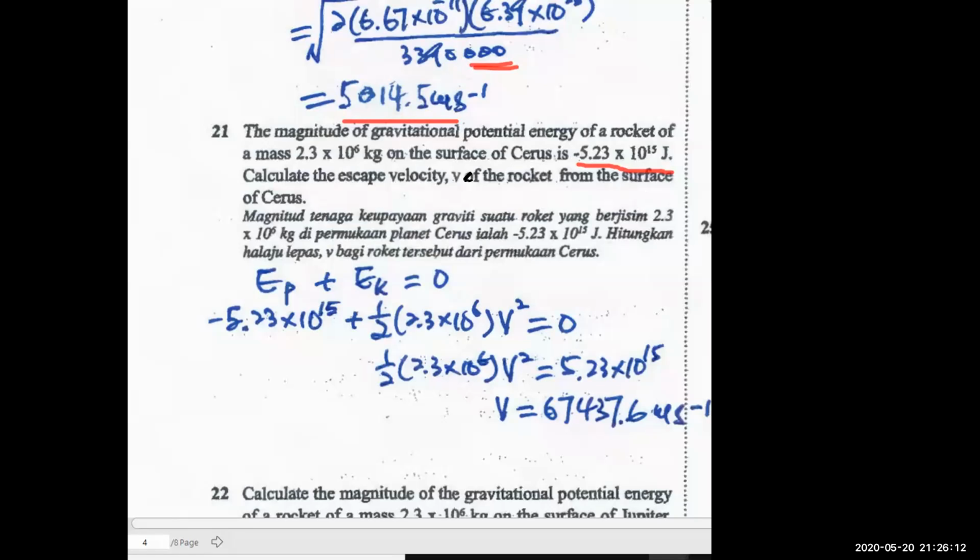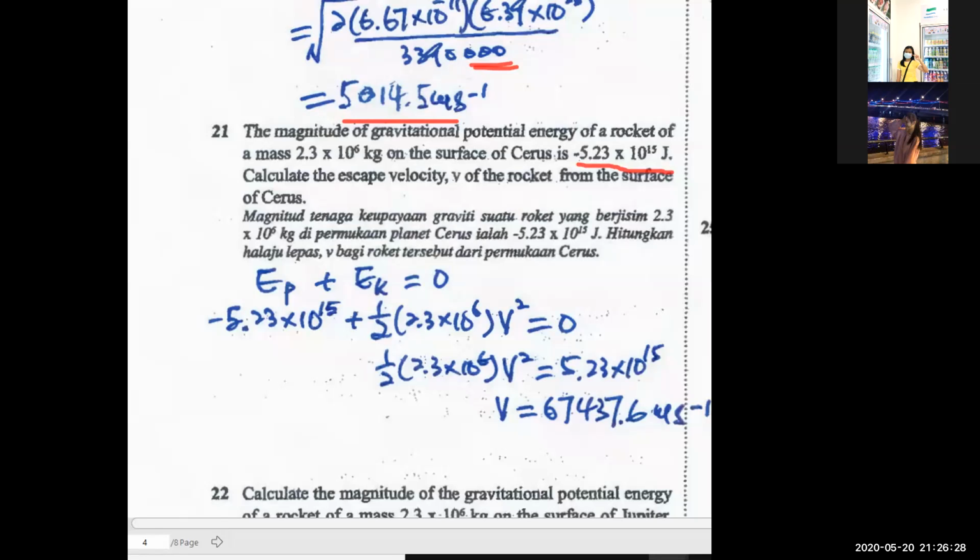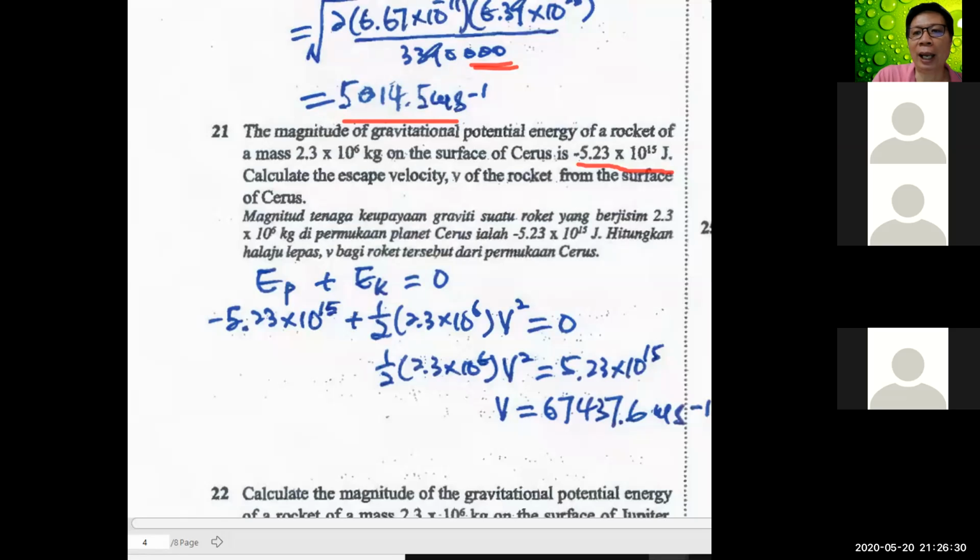Calculate the escape velocity of the rocket. Okay. Now, the important concept we apply here is the principle of conservation of energy. The principle of conservation of energy says the total energy remains zero when the planets are not moving at all, initially not traveling, not flying up. So initially the energy was zero.